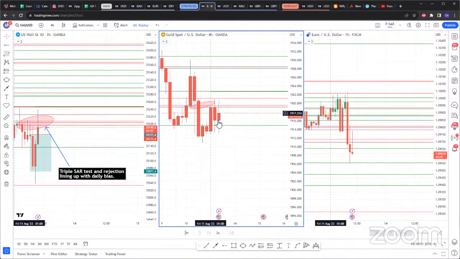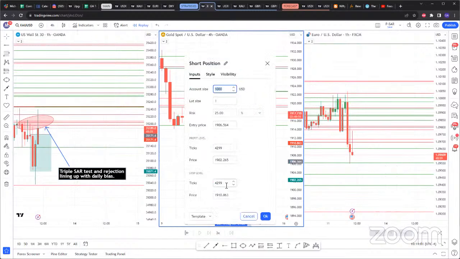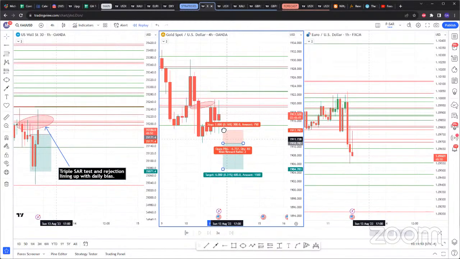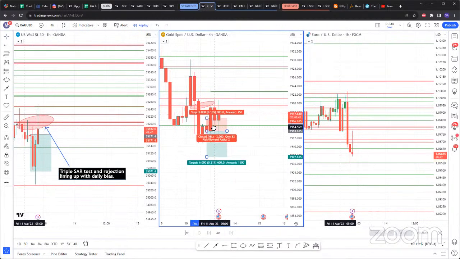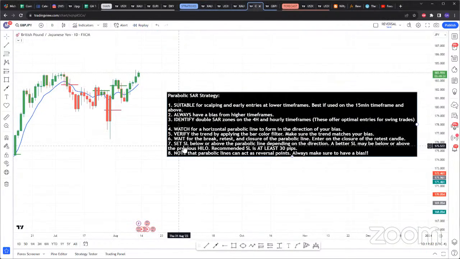So you guys know how I like trading these double and triple SARs. I like having such a tight stop loss, right? And on average, I want to have at least a 30 pip stop loss, whether it's on gold, on US 30, or on a Forex pair. Now, if I was being objective right here, for me to have a 30 pip stop, this wouldn't have satisfied my requirements. It wouldn't have satisfied setting the stop loss below or above the parabolic line.